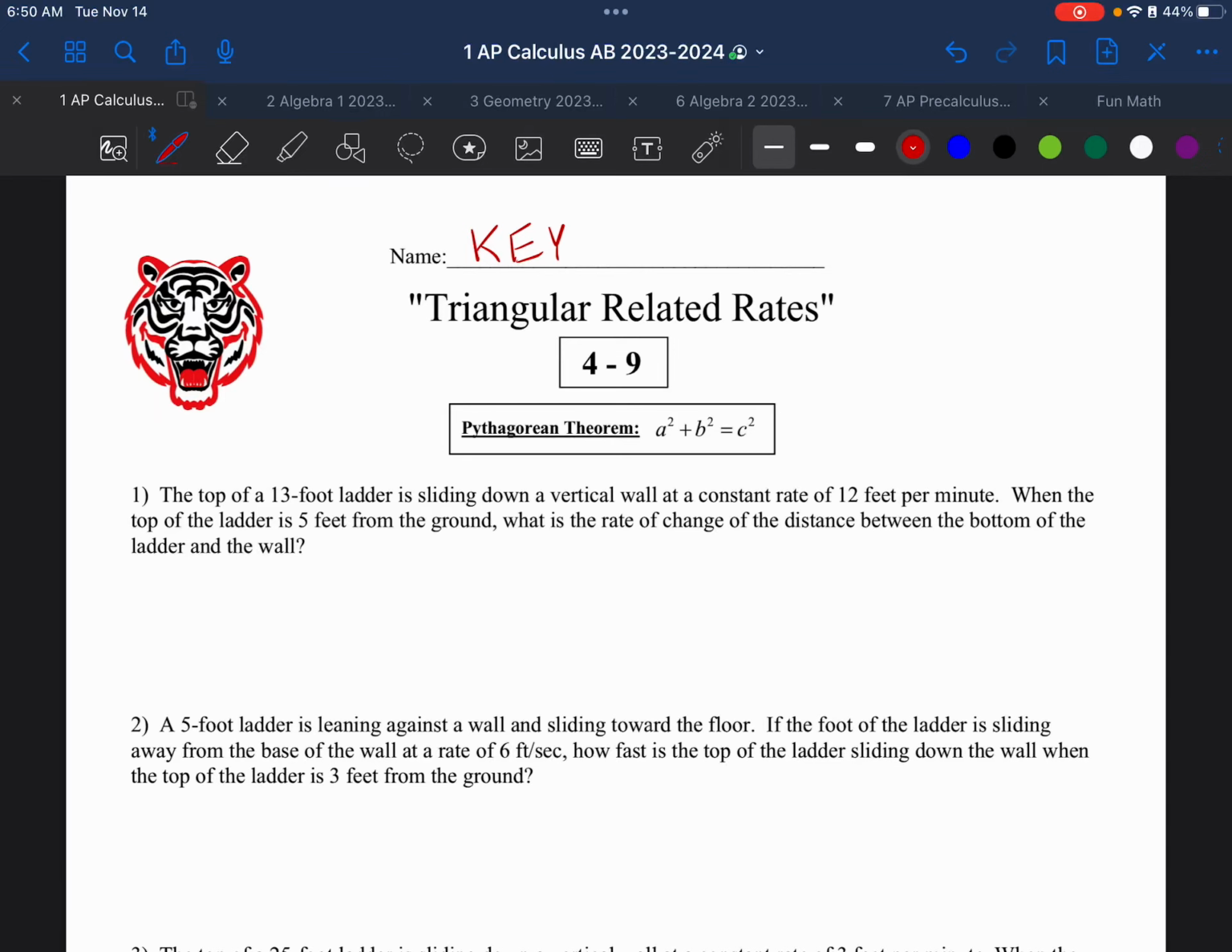This is AP Calculus AB. We are on worksheet 4-9, triangular related rates. The only thing that you need to remember for this entire worksheet is the Pythagorean theorem and then its derivative, and we can solve every single problem.